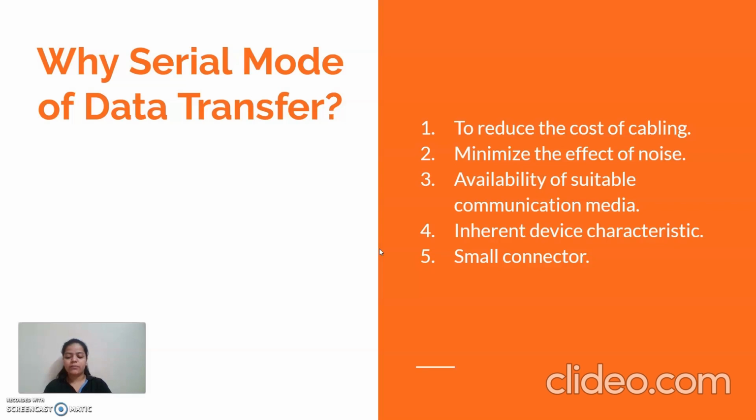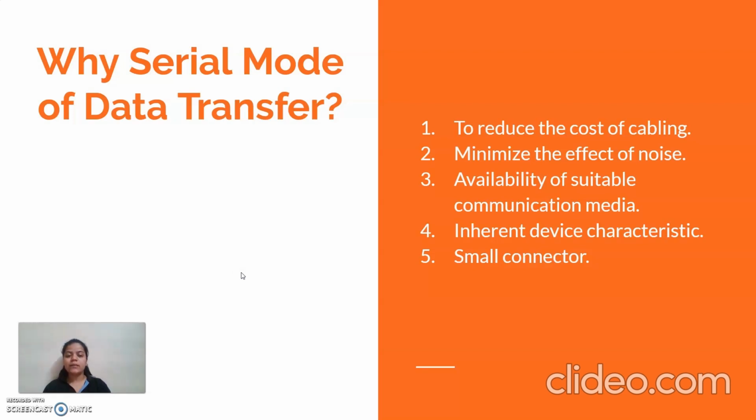Whenever we bunch a number of cables together, the current flowing in one pair of cable induces some signals in other wires, and commonly this is prevalent in the telephone network, which we call crosstalk. So to minimize the effect of crosstalk, the serial mode of transfer is preferable because we are using only a pair of wires, so it minimizes the effect of noise.